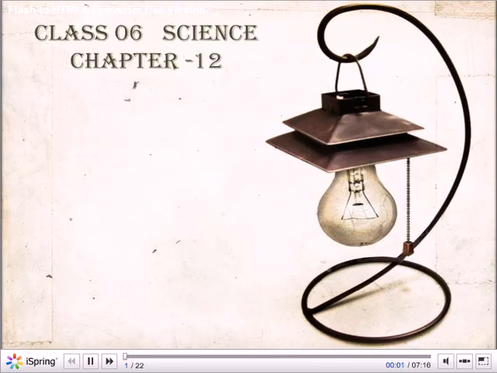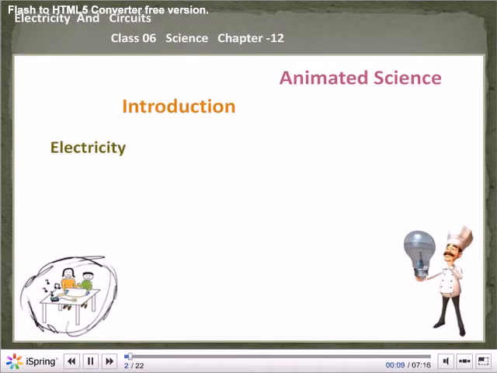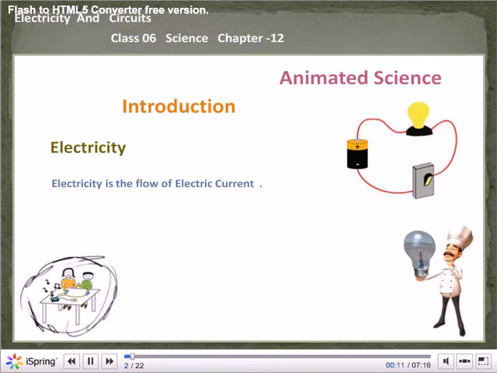Class 6, Science, Chapter 12, Electricity and Circuits. Animated Science, Introduction. Electricity. Electricity is the flow of electric current.